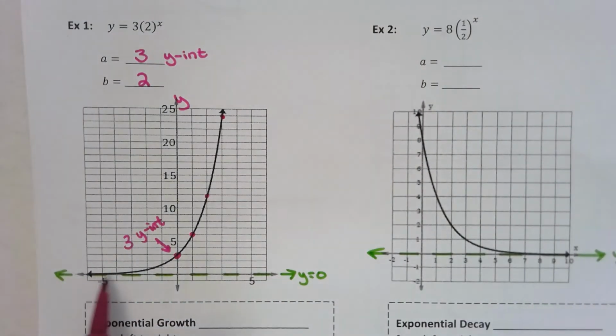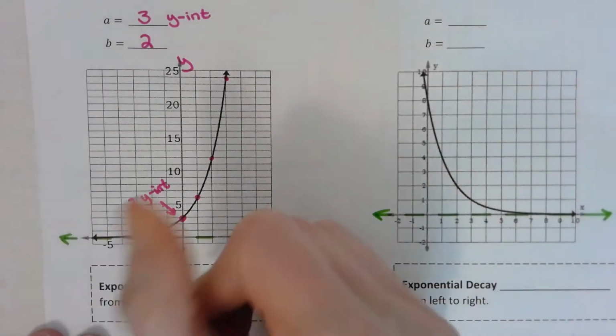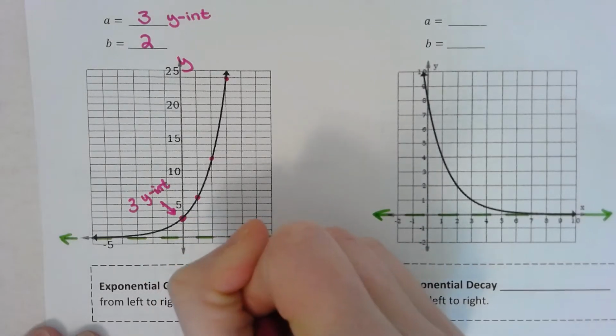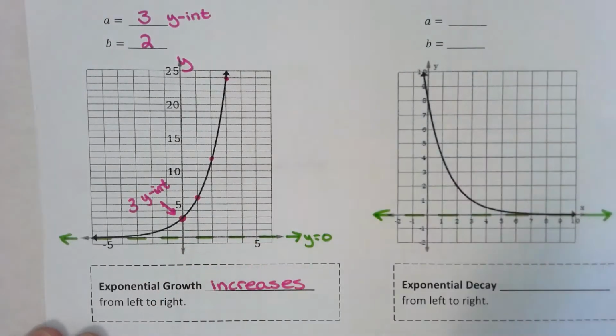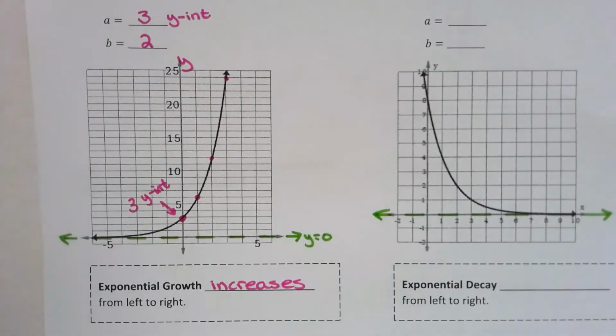Now I'm going to talk about this green line that I have drawn on here on the next example. But since this is exponential growth, that means that we are increasing from left to right. So that line is moving up as you go from left to right.